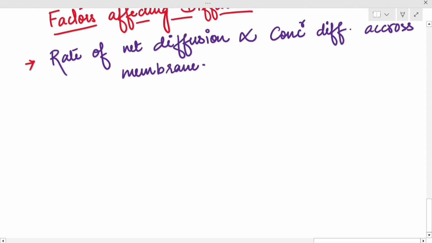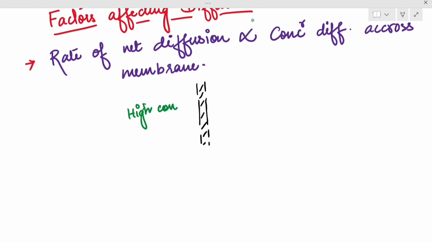Now, this is the membrane. Okay. Diffusion. Now, if there is a difference of concentration, suppose on this side there is high concentration, and on the other side there is low concentration.